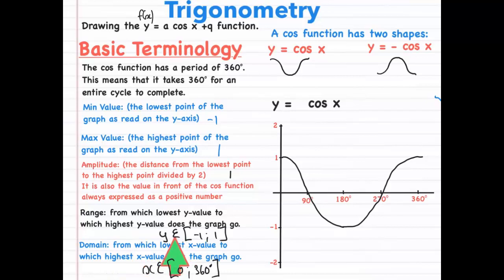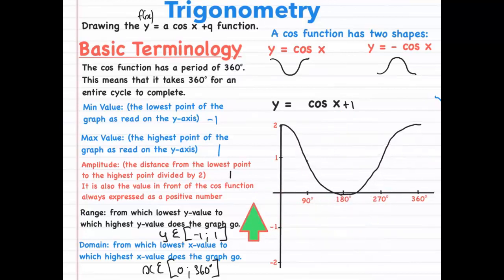Okay, brilliant. Now let's look a little bit more at this graph. What if we add values here? Let's say we have the cosine function of x, and then we have a plus 1. Okay, so that's what our function looks like. It means that this entire function will move one place up, and that is what it will look like.